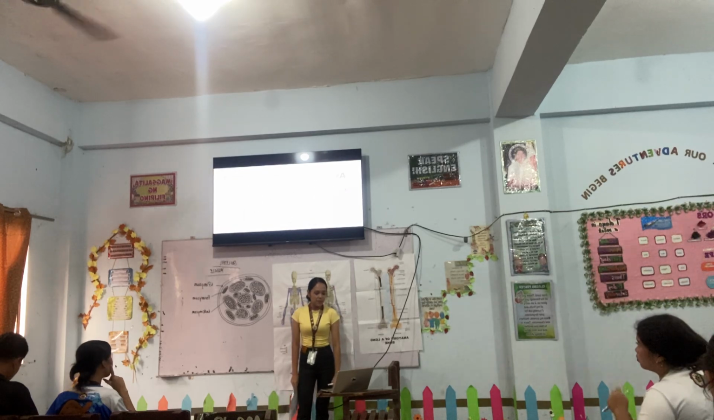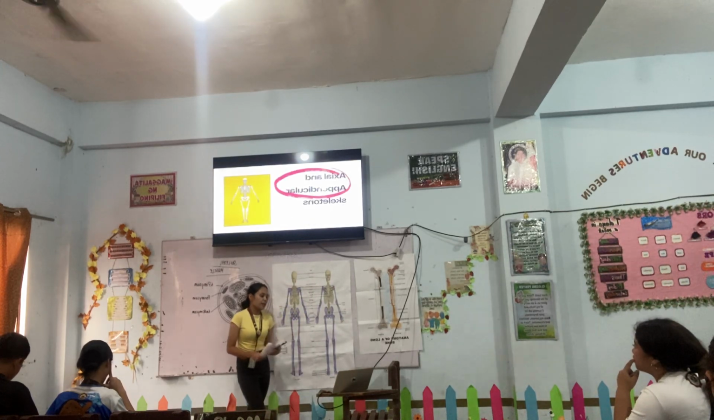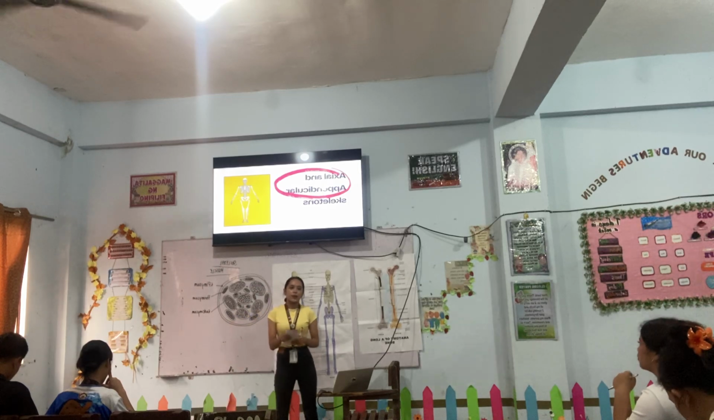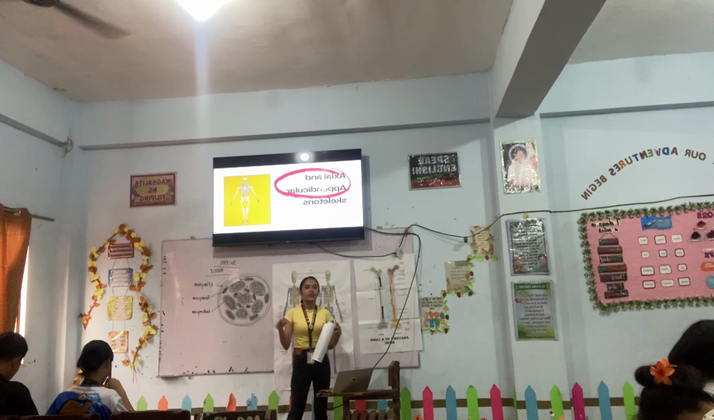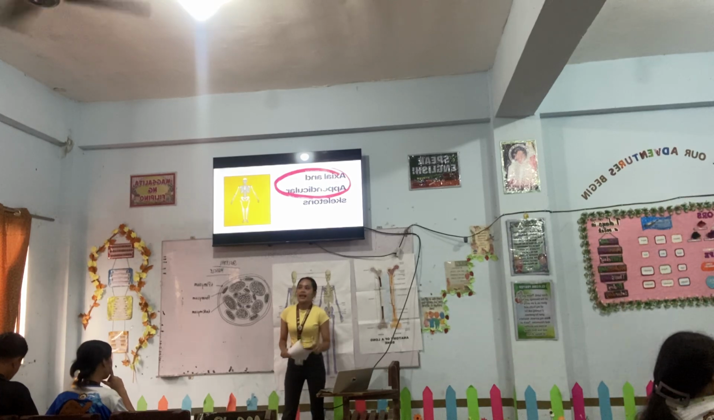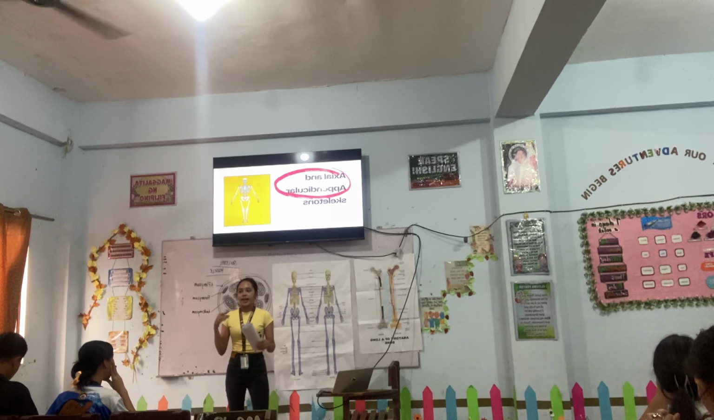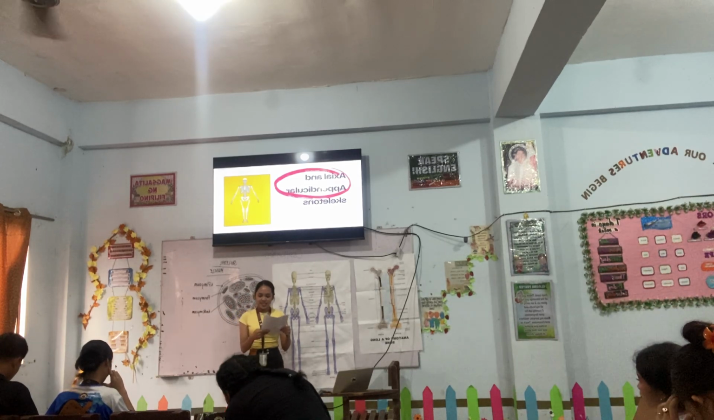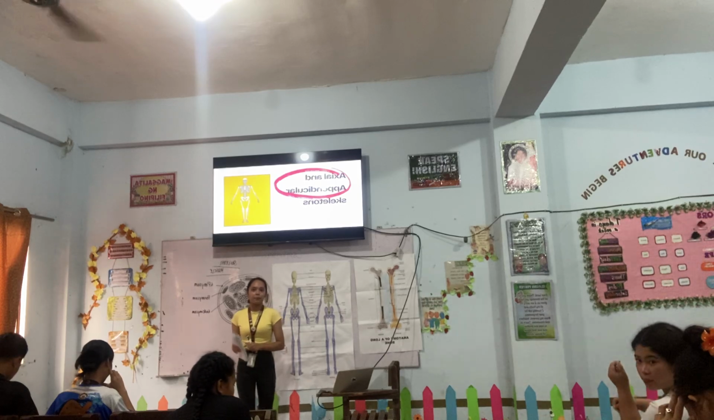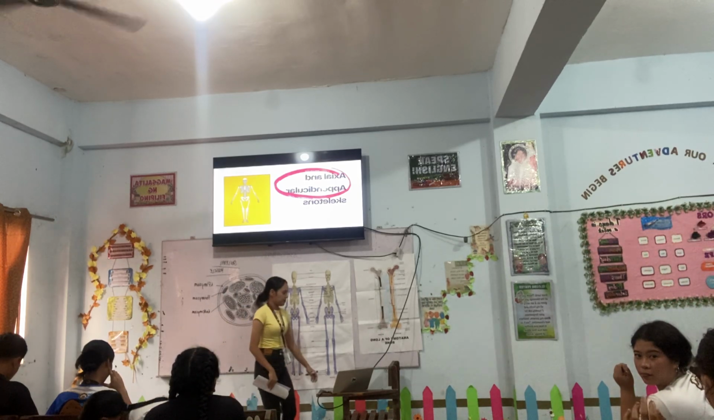Next is the axial and appendicular skeleton. The previous reporter mentioned that the human adult body is composed of 206 bones. Yes, 206. These 206 bones are divided into two main parts, which are the axial and appendicular skeleton.